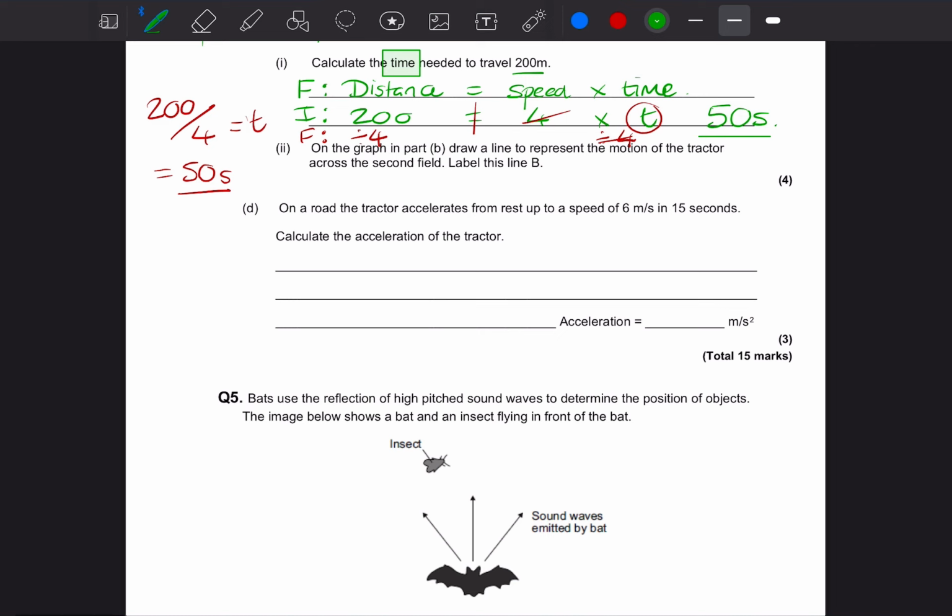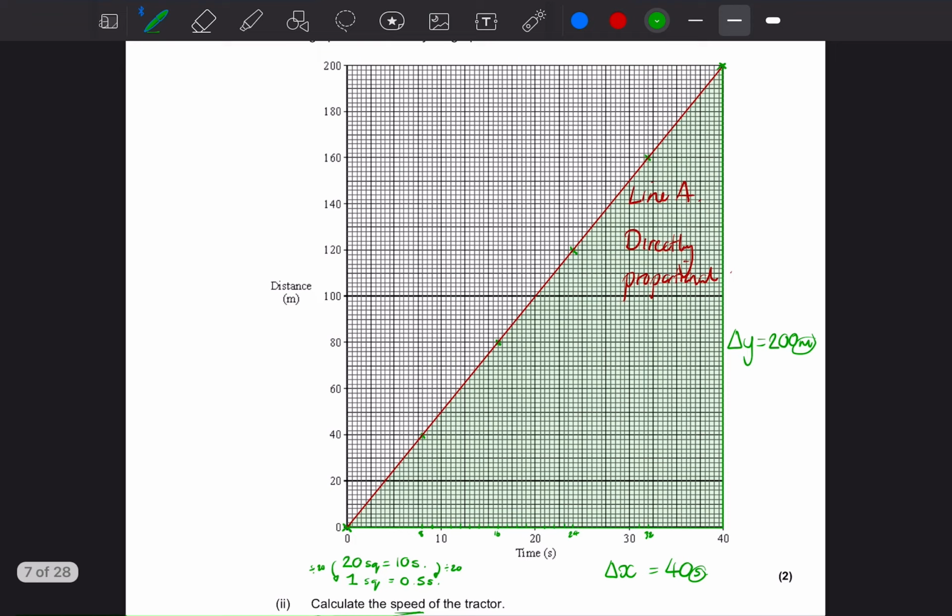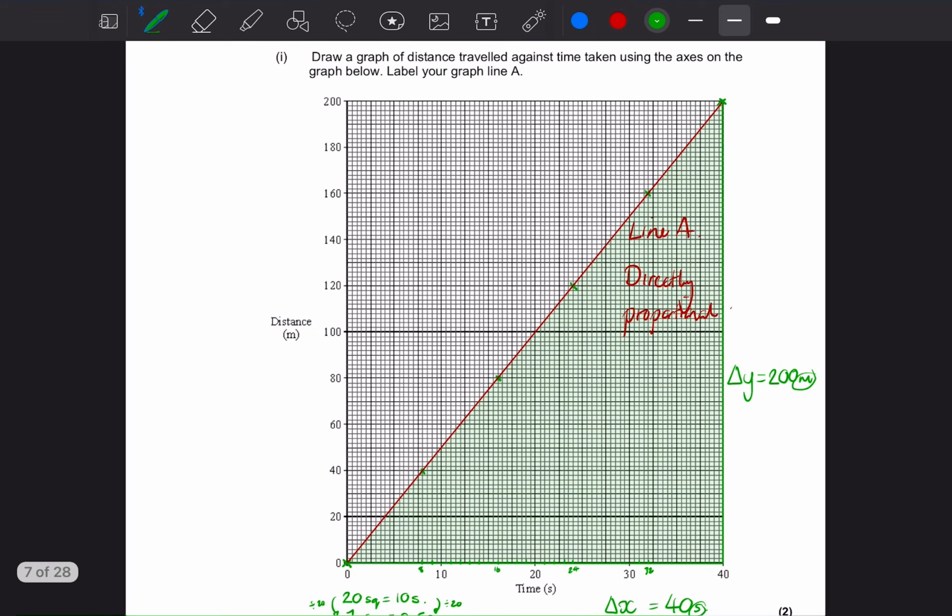So back to the graph, and we need another line on there to represent the motion of the tractor across the second field. Label this B. So the line is going to have a lower gradient because the tractor is traveling slower. But we know we've got a point here. So we've got 200 meters and 50 seconds. So we can't do 50 seconds, but we can do 200 meters.